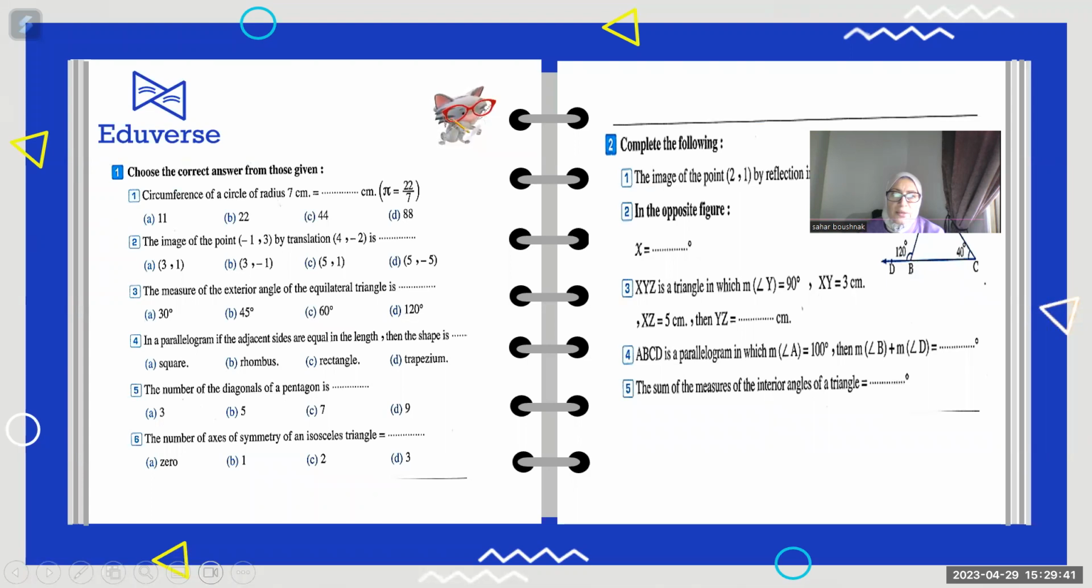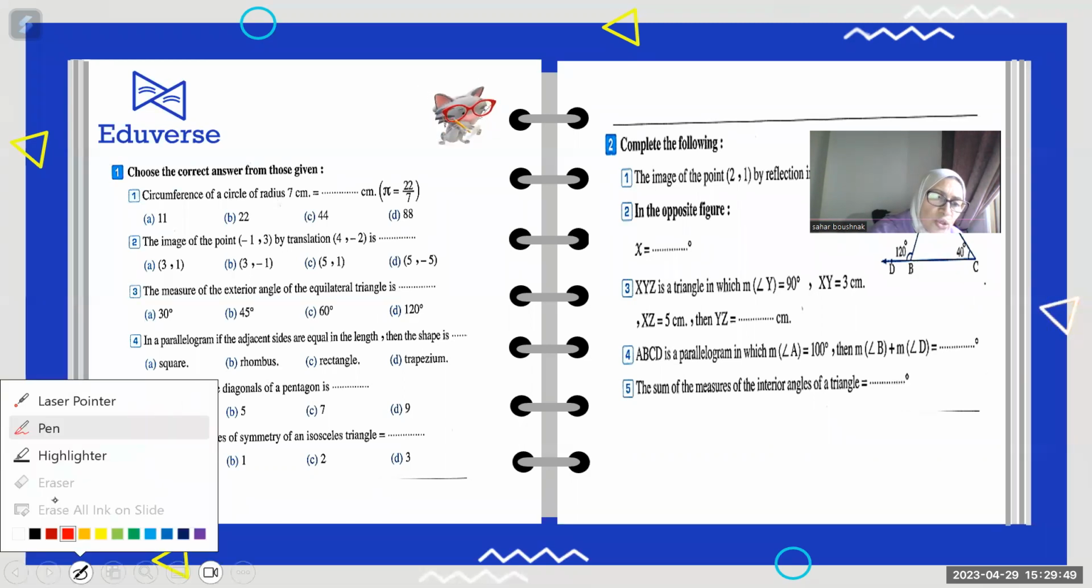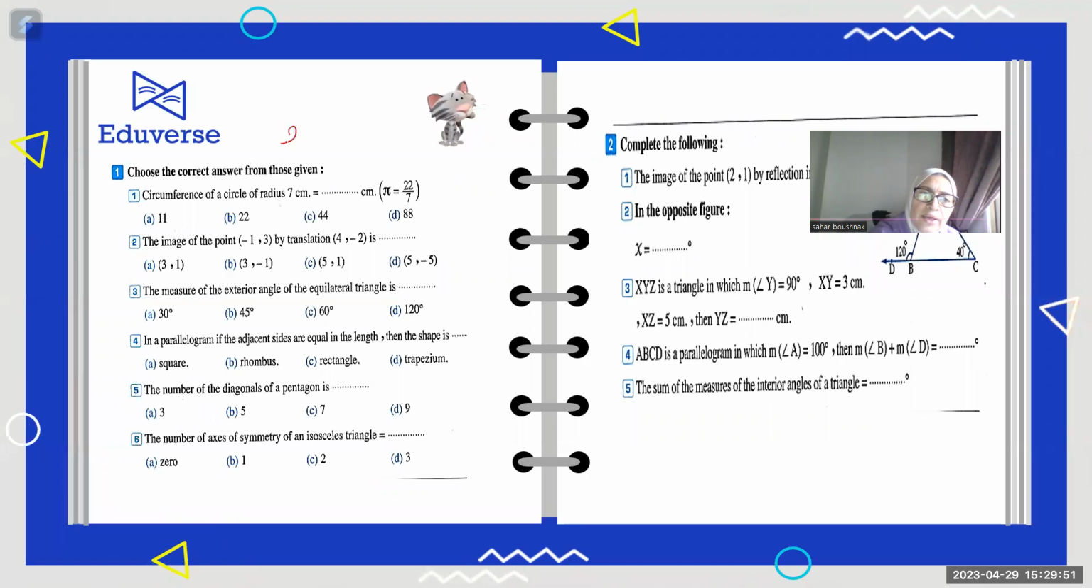Choose the correct answer from the given. Circumference of the circle, radius 6. This is the rule for the circumference, which is 2πr. He gives you π here as 22 over 7, so 2 multiplied by 22 over 7, multiplied by the radius 7. Then I will simplify, I will get 2 multiplied by 22, it will be 44 centimeters. So this is my answer.